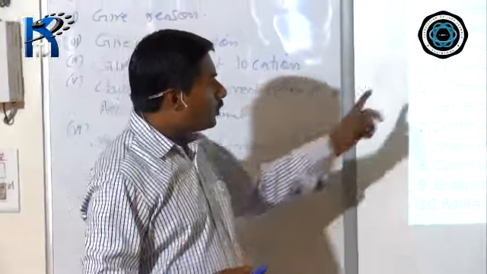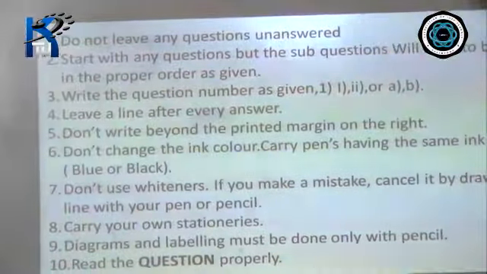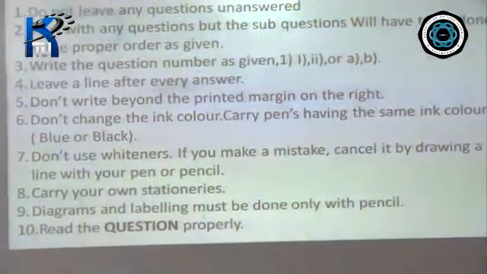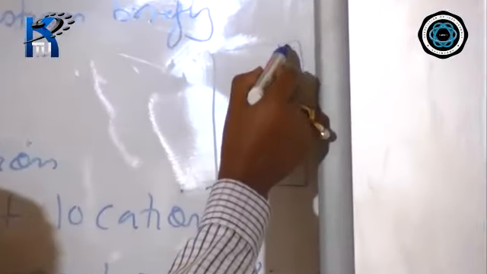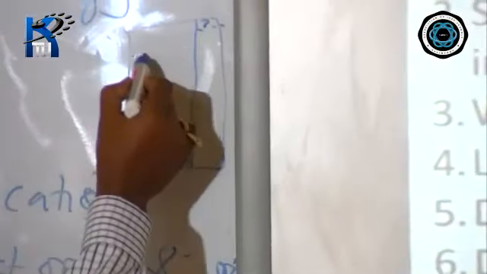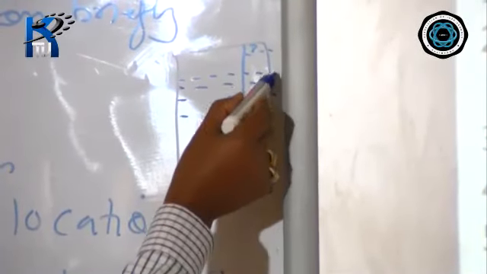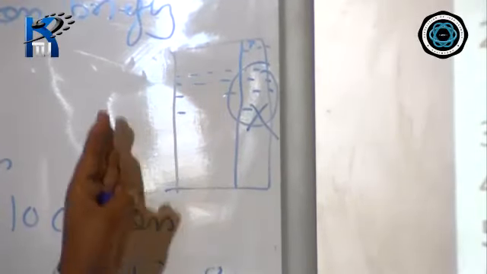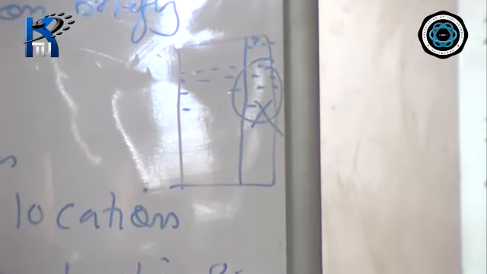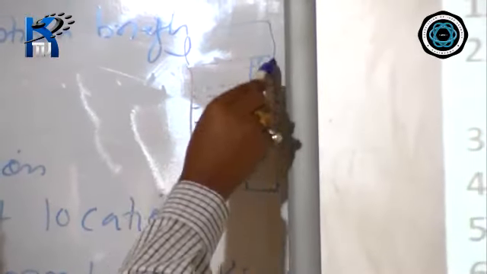Number 5, don't write beyond the printed margin on the right. In your paper, this side will be there, and here do not write. Don't continue with your writing up to this. Don't write out here. Beyond the margin, don't cross the margin. Above the margin also don't write, here also.